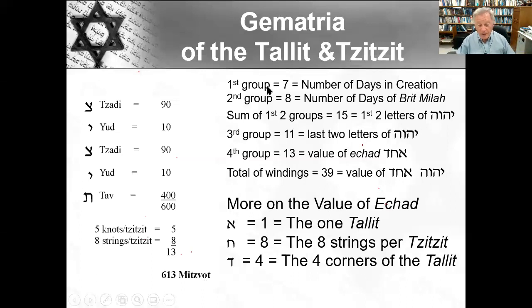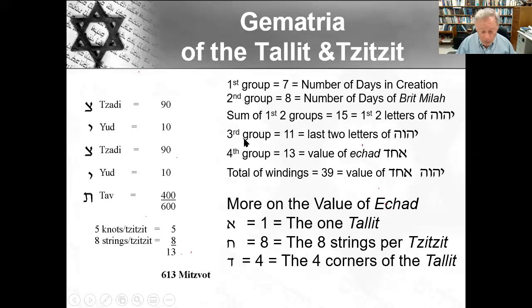So the first group is 7, the number of days of creation, the lower Sefirot, the days of the week, and so on. The second group of windings is 8. That's the number of days until Brit Milah, until circumcision. And the sum of the first 2 groups, 7 and 8, is 15. And that's the first 2 letters of Yud He Vav He. Yud is 10, He is 5.